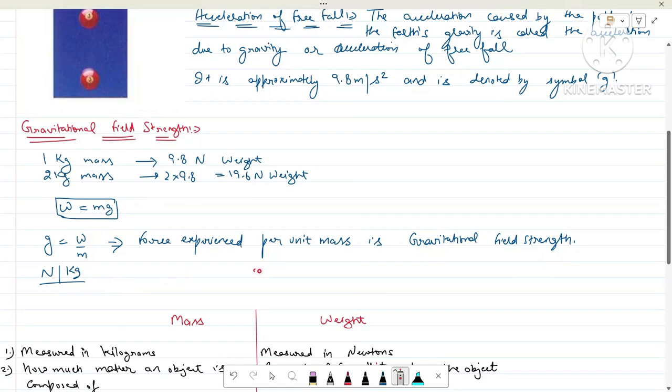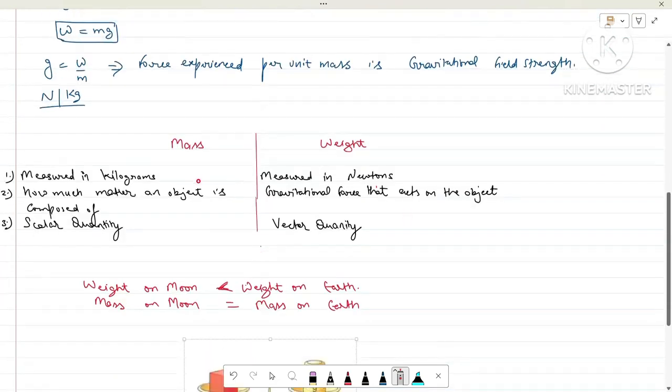Let's differentiate mass and weight. Mass is the quantity of matter, measured in kilograms, and weight is a force, measured in newtons. Mass tells us how much matter an object is composed of. Gravitational force tells us with how much force the earth is acting on the object. Mass is a scalar quantity, weight is a vector quantity.